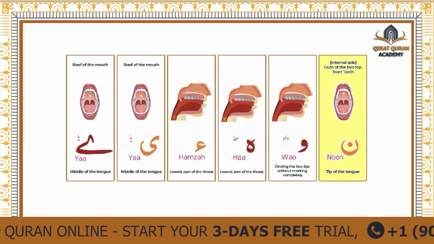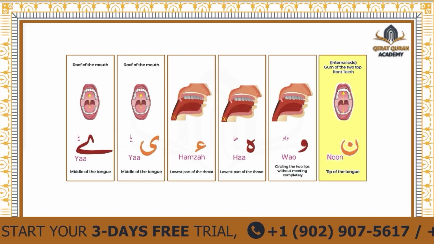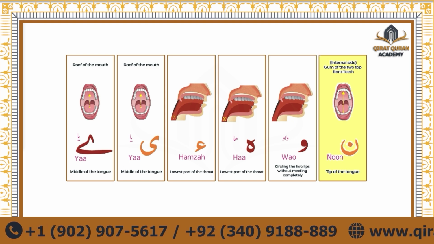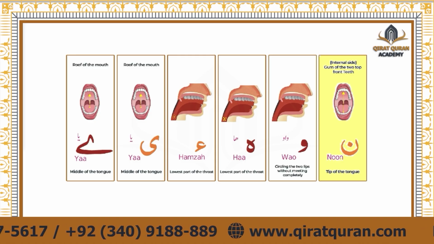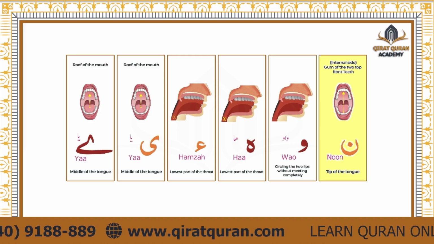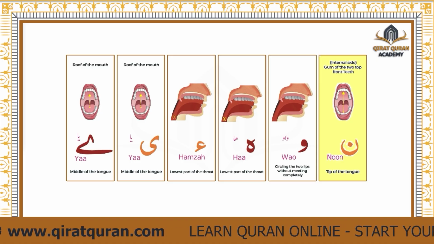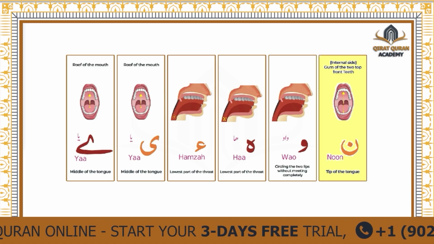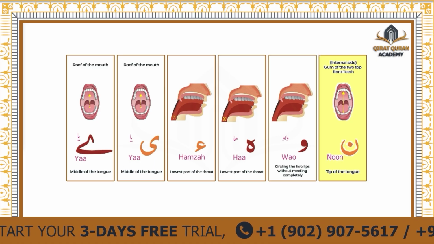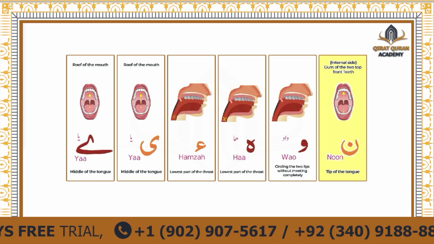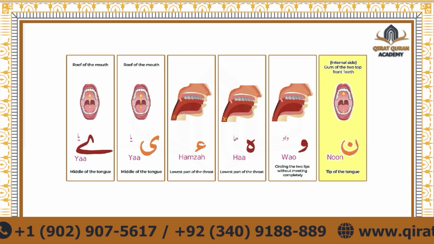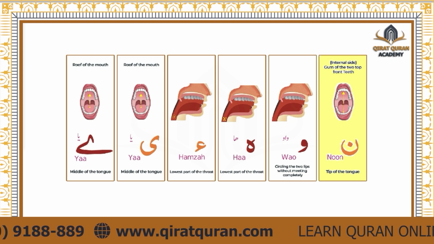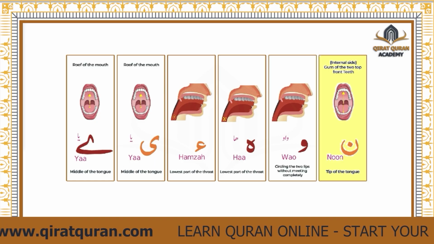The origin of this letter is tip of the tongue and gum of the two top front teeth from the internal side. Tip of the tongue and gum of the two top front teeth from the internal side means you have to use the tip of the tongue and it will go connect to the gum of the two top front teeth from internal side, from your internal side of mouth. Noon. This is the tip of the tongue and it will go connect to the gum of the two top front teeth from the internal side. So that's how you can easily pronounce Noon.